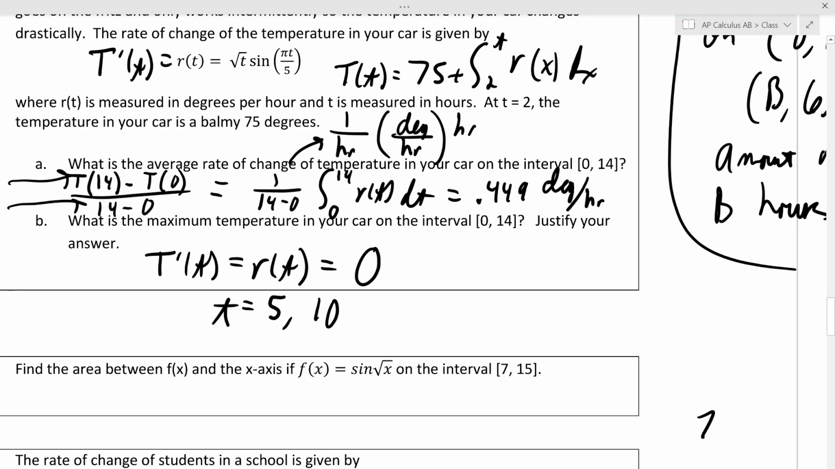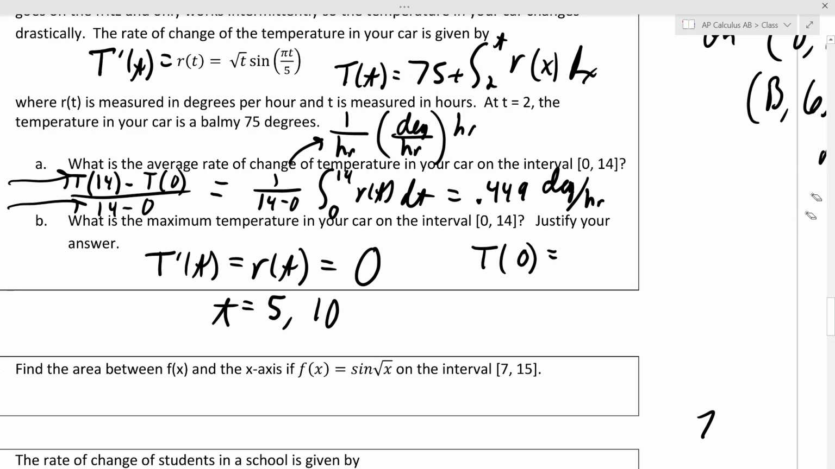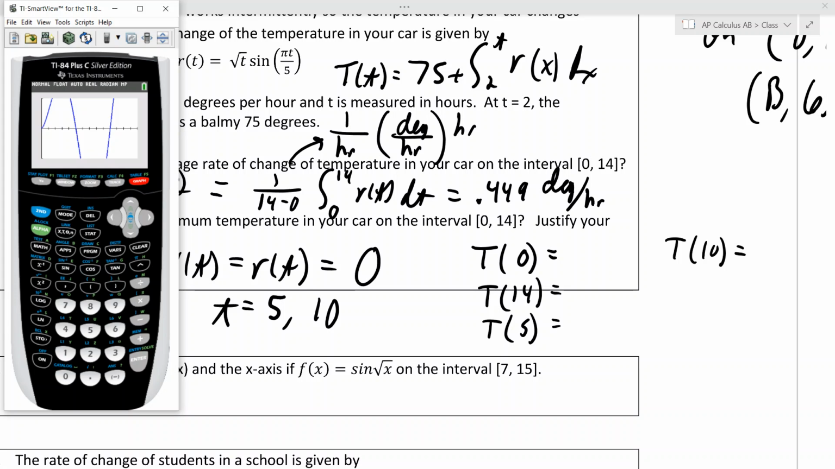So to find the max, I need to find the temperature at 0. Remember in the last one, I had to explain that the derivative was positive and negative, which explains that the amount was going up and then down. In this case, we could do that if we want, but we also can just find the temperature at all the critical values and the endpoints, and that's a whole lot easier than explaining why. Okay, so if you have an opportunity just to find the values, just find the values. So we're going to find at the endpoints, and then we're going to find at 5, and then at 10.